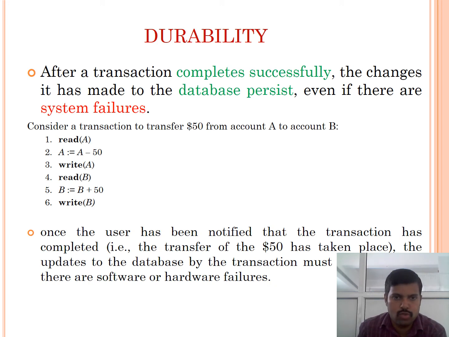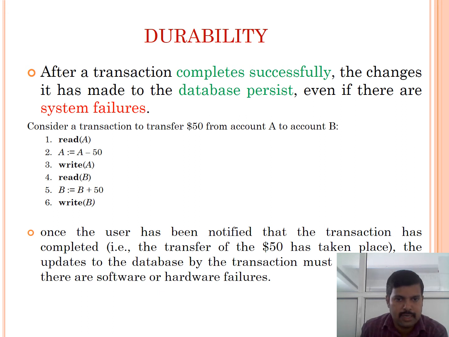Next, we move on with durability. The durability property states that after a transaction completes successfully, the changes made by the transaction should persist in the database, even if there are system failures. The data that is successfully committed should be available in the database, even if there is a system failure.